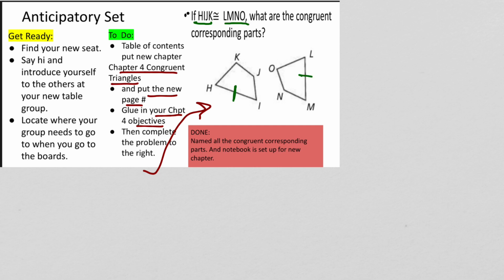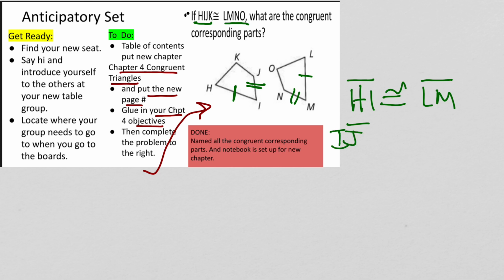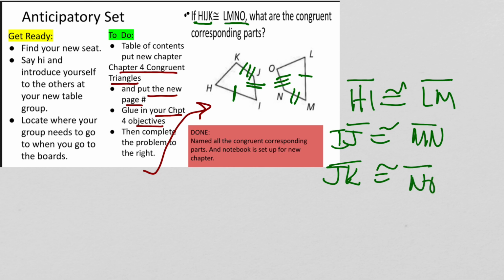So I'm putting tick marks on those two. So HI is going to be congruent to LM. The next set would be I to J, congruent to M to N. Again, I'm just following the order of how it was written in the directions. IJ, congruent to MN. Then I have here J to K, 1, 2, 3 marks there. And then N to O, 1, 2, 3. Those are congruent. And then the last one here, K to H, is congruent to segment O to L.